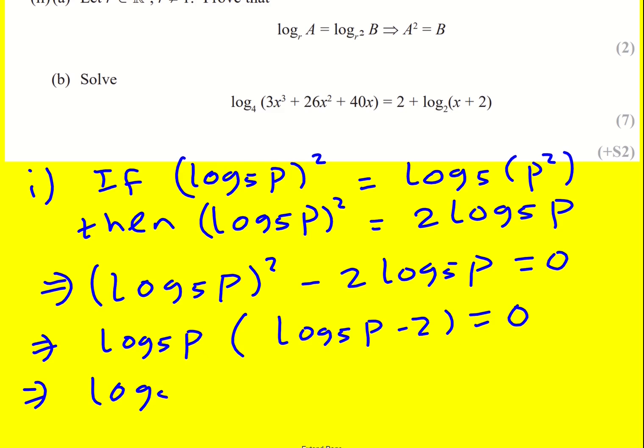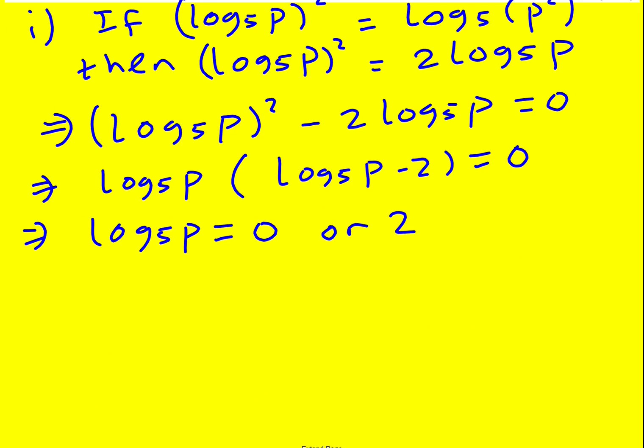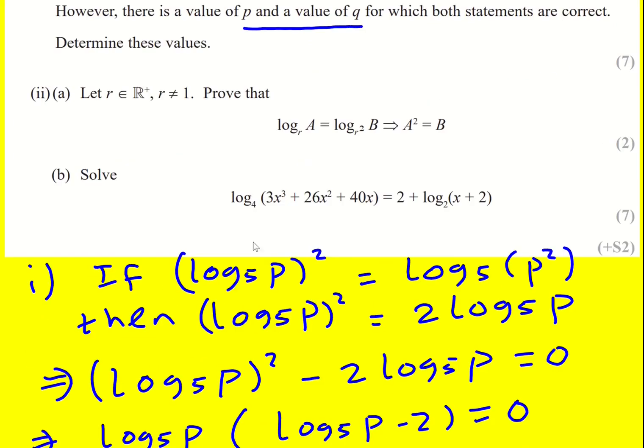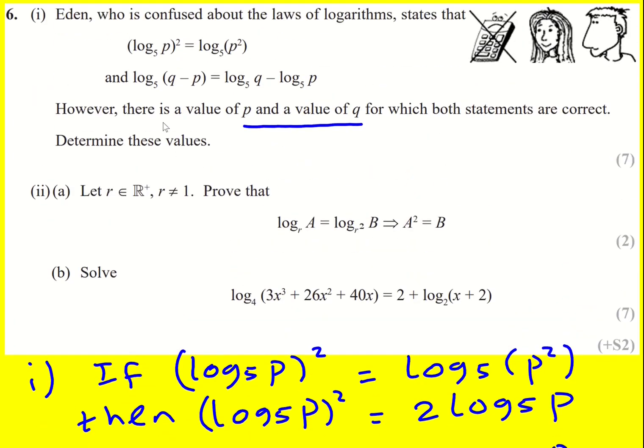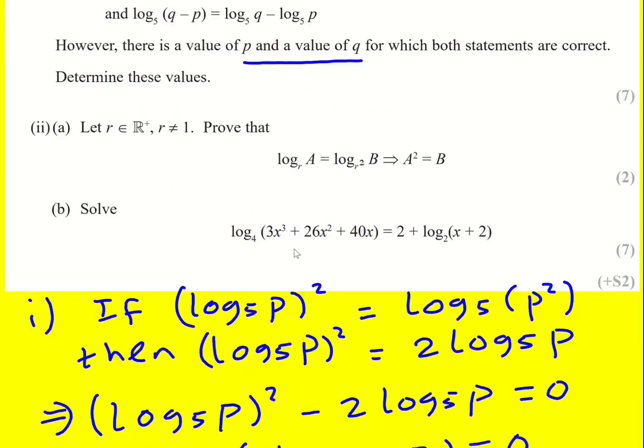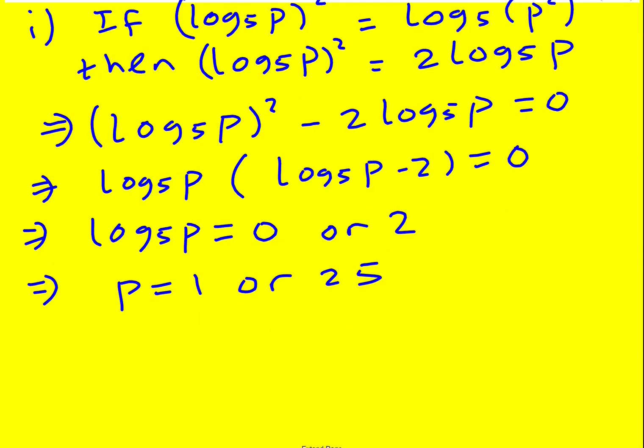So either log to base 5 of p is equal to 0 or 2, which means that p is going to equal 5 to the power of 0, which is 1, or 5 to the power of 2, which is 25. So two possibilities at the moment. Now we're told that there is a value of p and a value of q, so we're going to reject one of these later on, but got to look at this next part now.